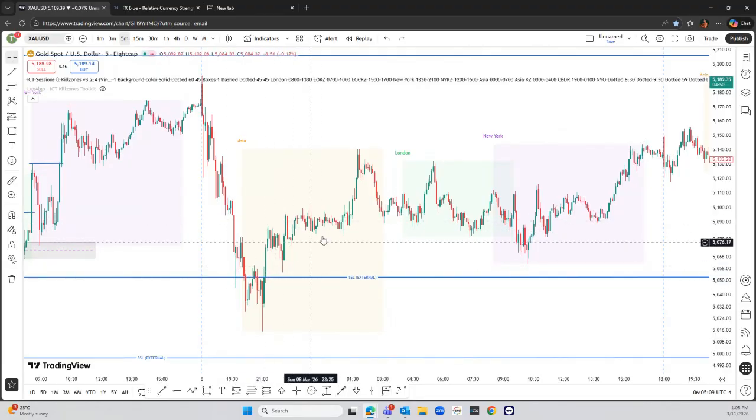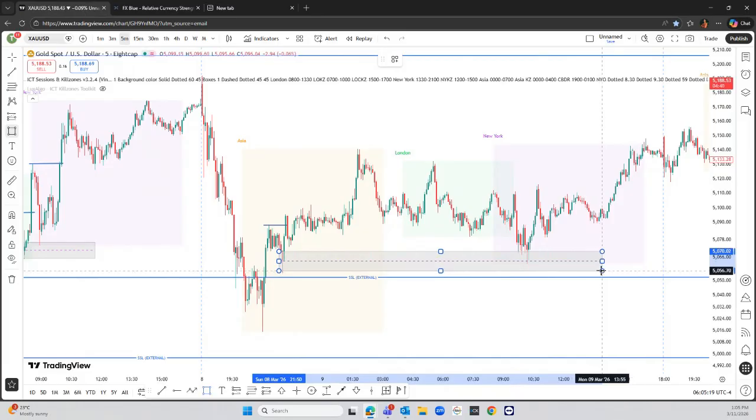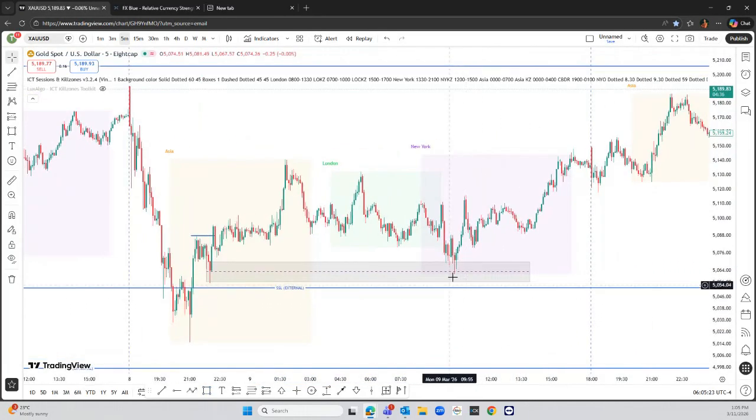So you mark the internal levels. These are the internal liquidities, right? We have the BOS there, and now the price comes to the order block at this particular point, and you get your target. So this is internal between the range, this one, and this external buy side liquidity.